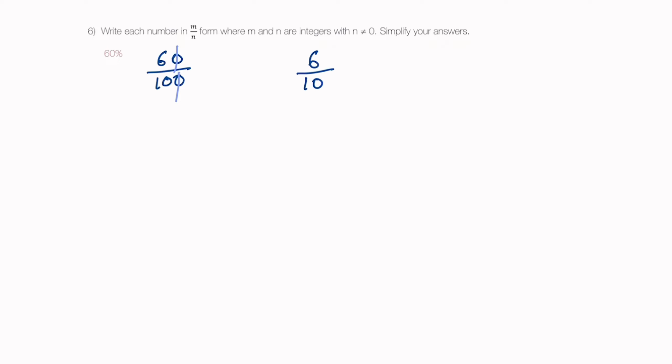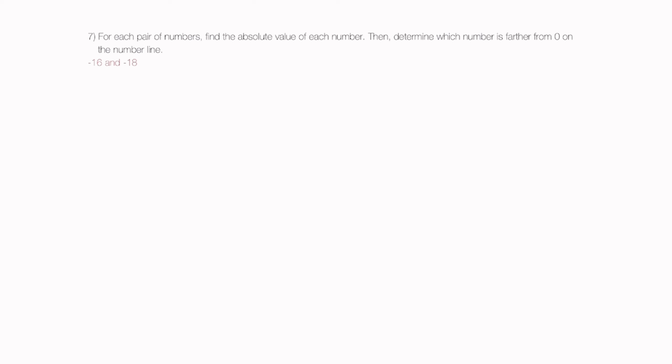Can I simplify? Of course, I can simplify this. 6 is 2 times 3, and 10 is 2 times 5. 2 and 2 out, leaving me with 3 over 5. Isn't that simple? Next. Now these questions are different.